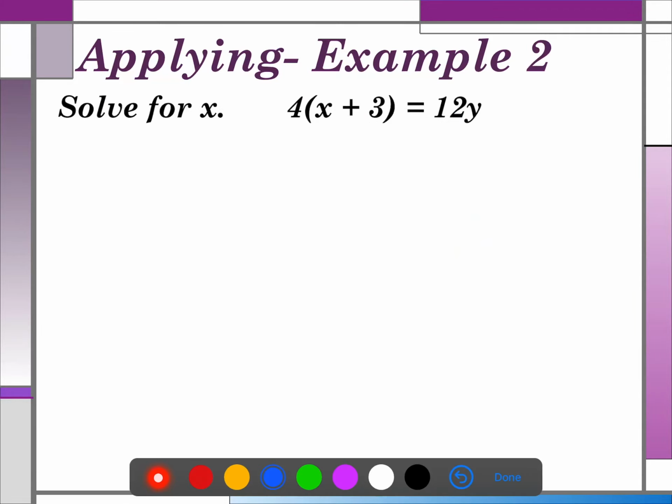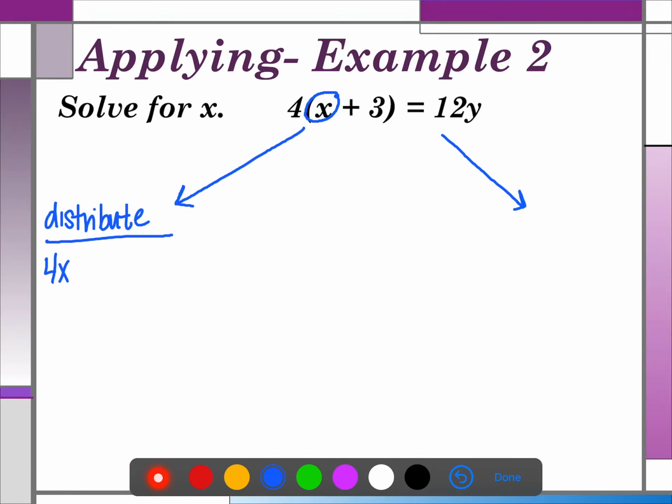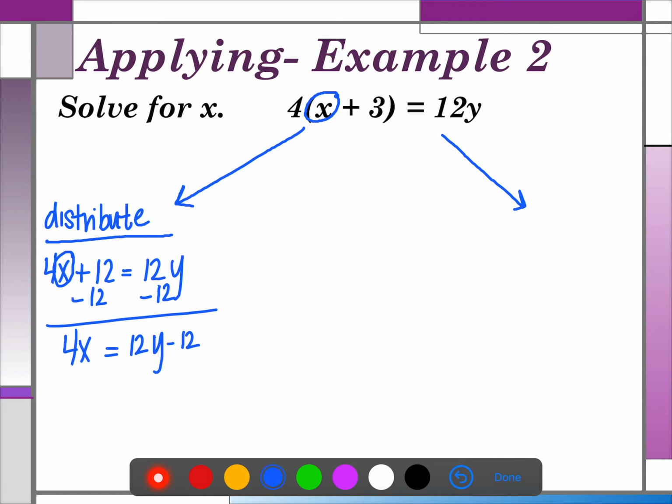Okay, so now for example number 2, we're solving for x, which is inside the parentheses. So there's actually 2 different ways that we could do this problem. All right, and I'll show you both ways. So the first, we could distribute. All right, that would be method number 1. So we would get 4x plus 12 equals 12y. All right, and then isolating the x, so we could circle that, we would subtract 12 and divide by 4.